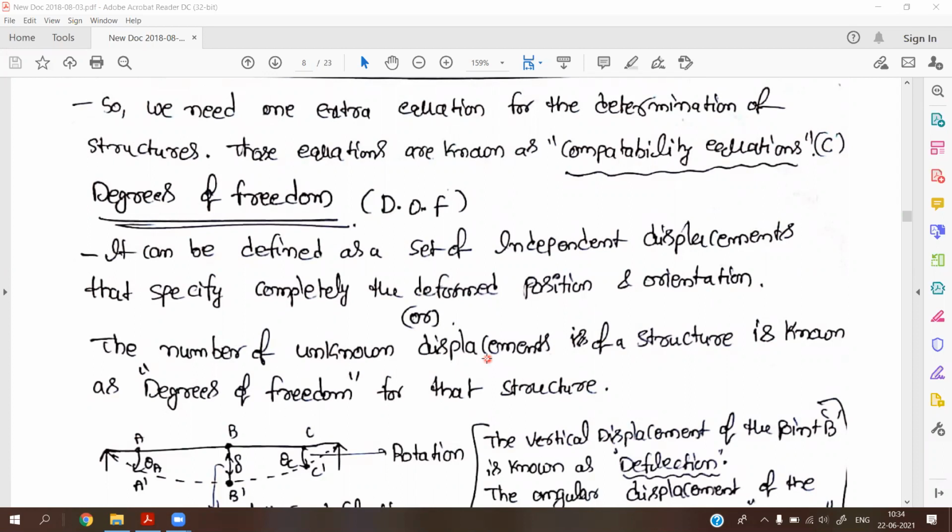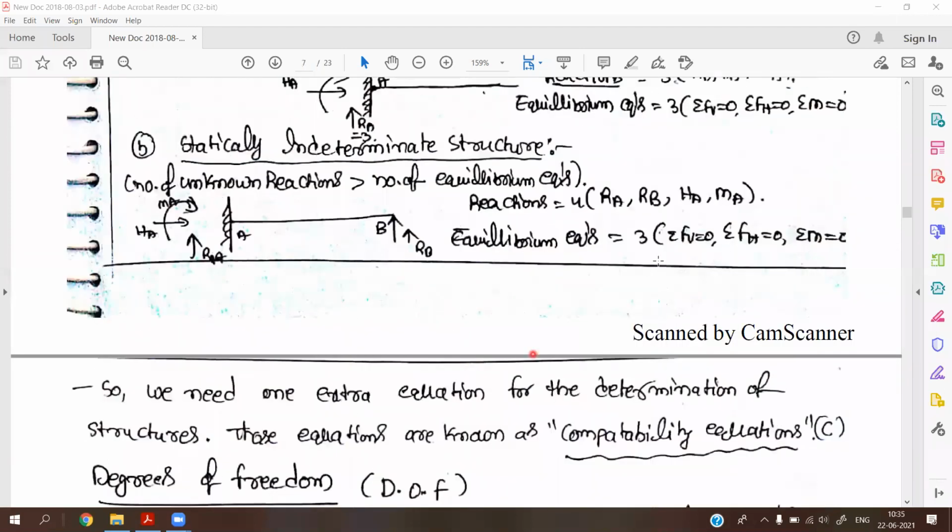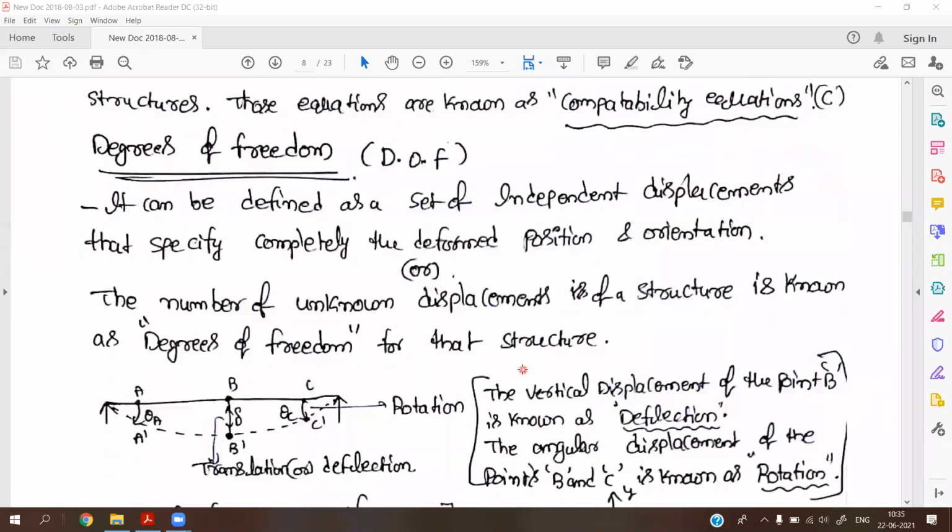For the analysis of a propped cantilever, we have a number of methods: Clapeyron's theorem method, slope deflection method, and we have discussed the moment area method. Like this, a number of methods are available to find the reactions after the extra equation is obtained. We have three equilibrium equations but need one extra equation, which can be taken using Clapeyron's three moment equation, the moment area method, or many other methods.